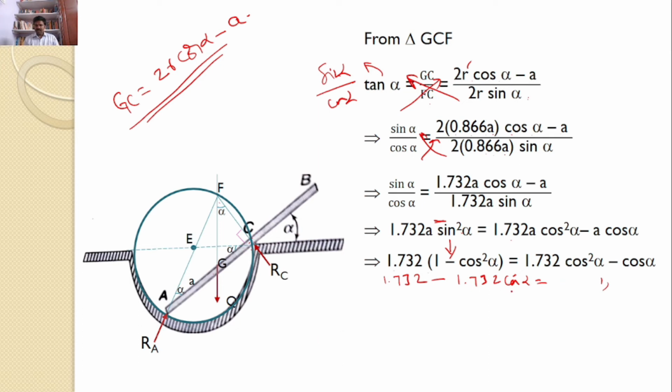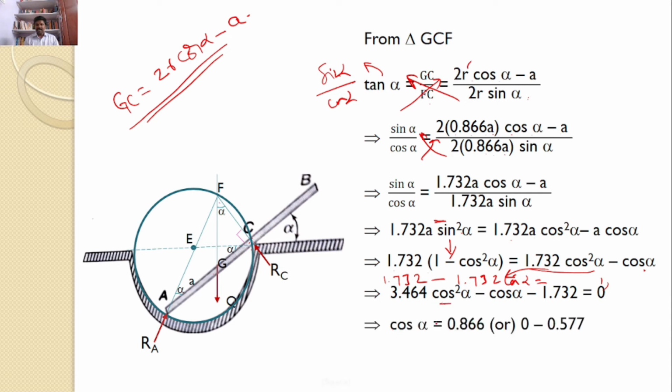So I can simplify. After simplification, this is 1.732 cos square alpha plus 1.732 cos square alpha. You will get 3.464 cos square alpha minus cos alpha minus 1.732 is equal to 0. This is a quadratic equation in terms of cos alpha. Hence, I can calculate cos alpha. You will get cos alpha is equal to 0.866 or minus 0.577. By considering the positive value, I can say alpha value is equal to 30 degrees. This is the answer for the given problem.